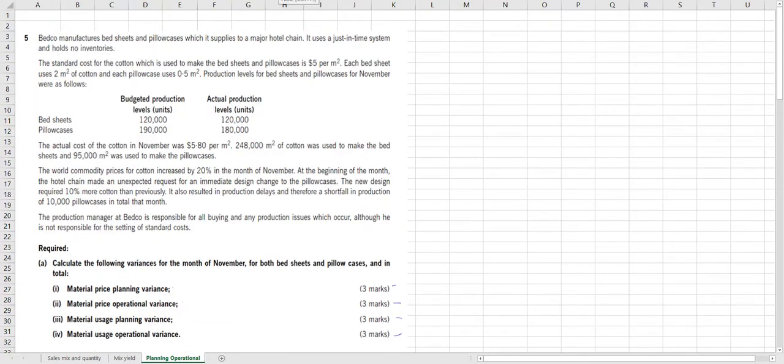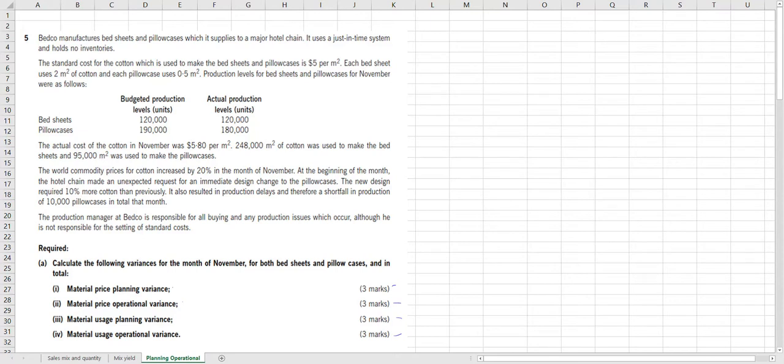Okay, Bedco manufactures bed sheets and pillowcases, which it supplies to a major hotel chain. It uses just-in-time system and holds no inventory. Remember, just-in-time means production is only done when there is demand. The standard cost for cotton, which is used to make the bed sheets and pillowcases, is $5 per square meter. Both bed sheets and pillowcases use same material. Each bed sheet uses 2 square meters of cotton. Each pillowcase uses half square meter of cotton.